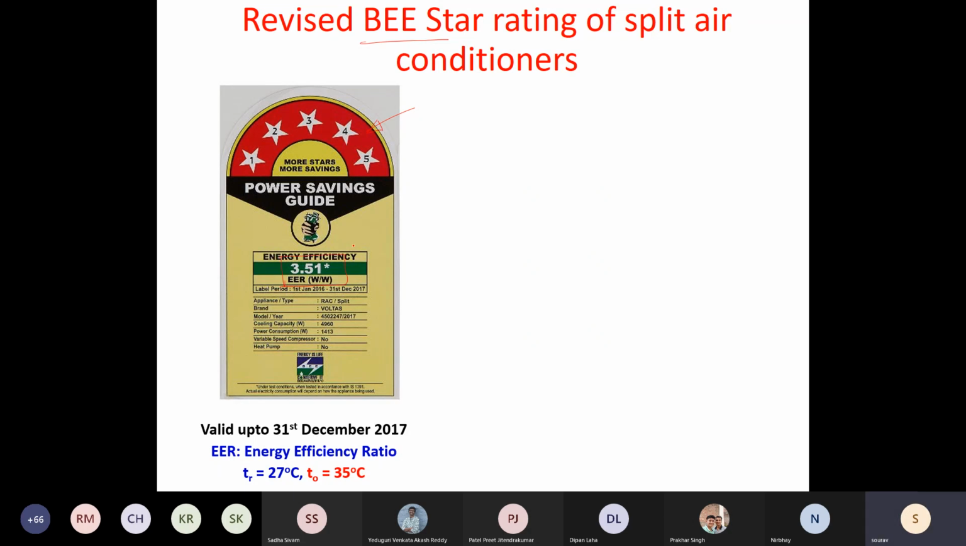So this energy efficiency, EER, is again very common in industry, but not very common in academia. So it is energy efficiency ratio. It is nothing but COP.